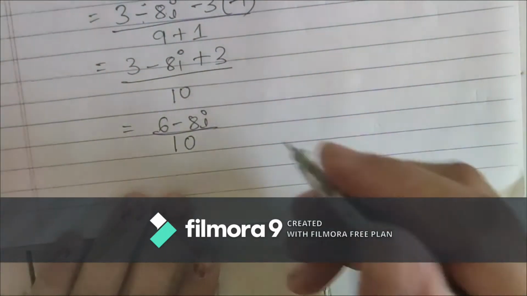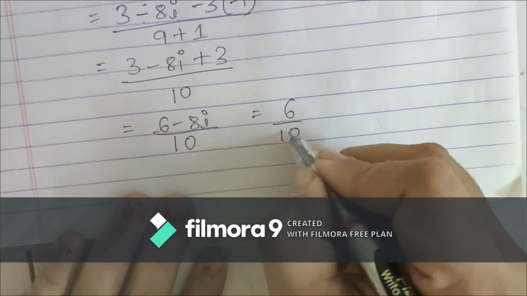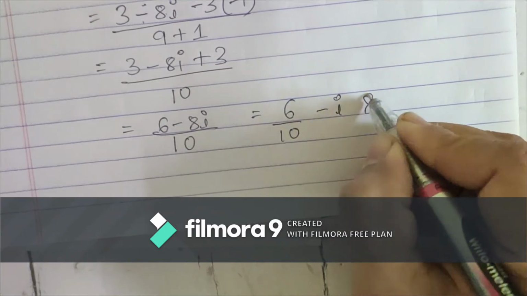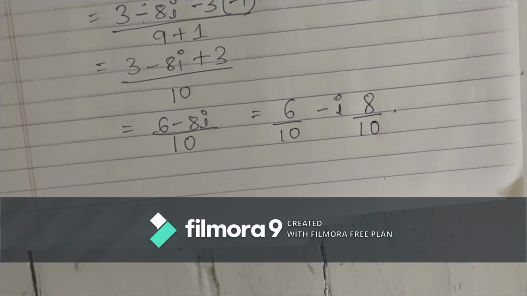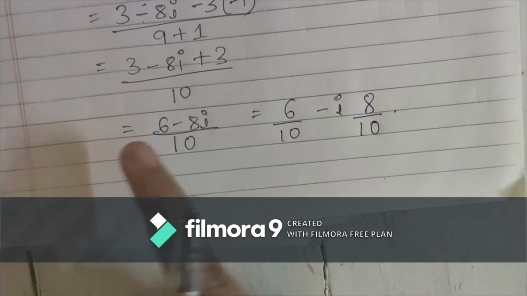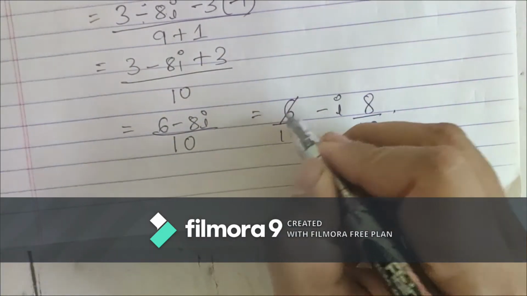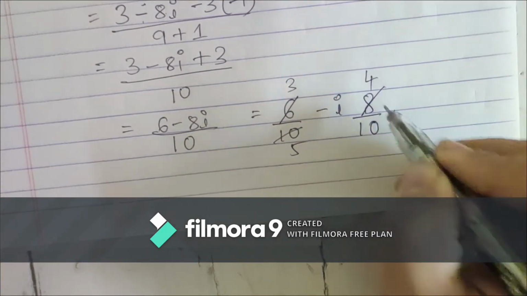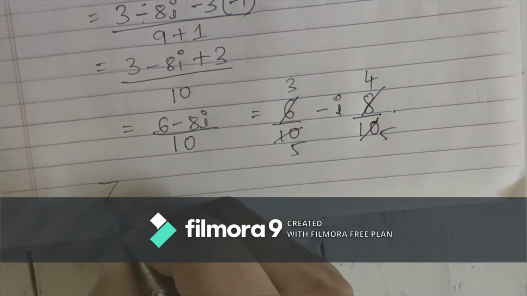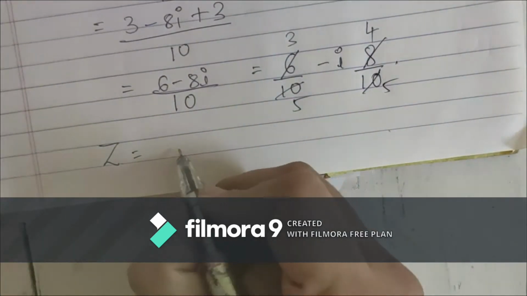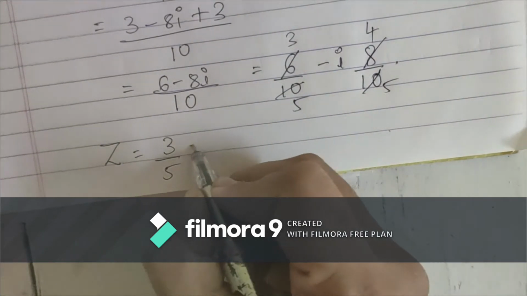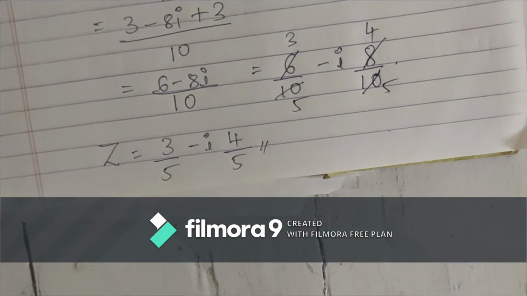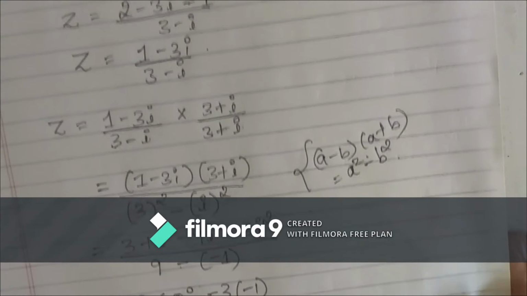This can be written as 6 by 10 minus i 8 by 10. You need to write the denominator separately, and write it in the simplest form. 2 5s are 10, 2 3s are 6, 2 4s are 8. What is your z value? 3 by 5 minus i 4 by 5. So it is for 4 marks.